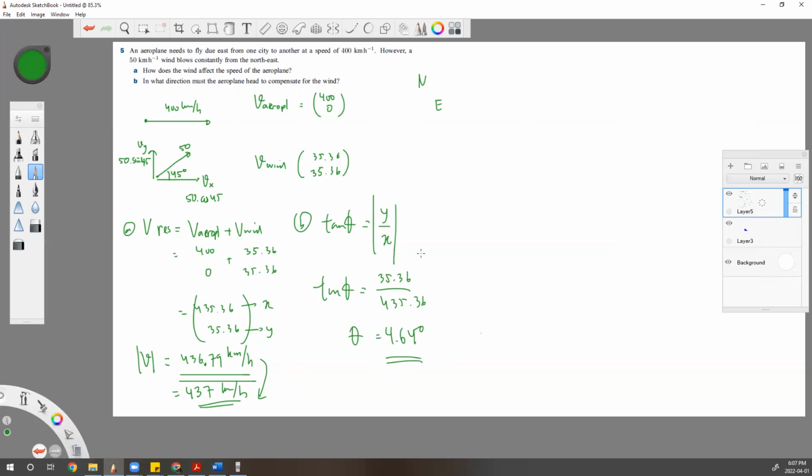Is it the same? The answer is theta, the direction. Yes, it's 4.6. Oh yeah, for the answer for 5A, it says the plane speed in still air would be about 437 kilometers per hour. The wind slows the plane down to 400 kilometers per hour. Oh, okay, how does the wind affect the airplane so that the total is that.